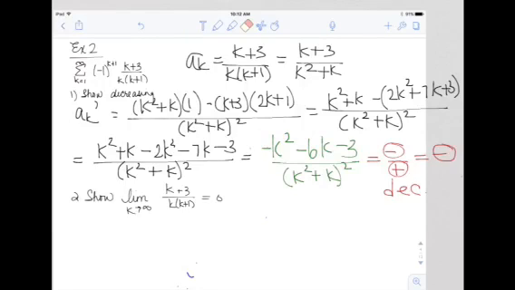And now the easier thing to show is that this limit is 0. This is k plus 3 over k squared plus k. And again, I think we all know by now that when the degree of the numerator is lower than the degree of the denominator, this limit is 0. So yes, we now know from the alternating series test that this series converges.